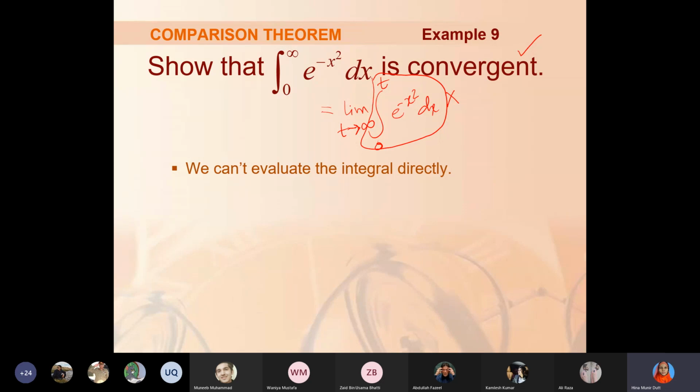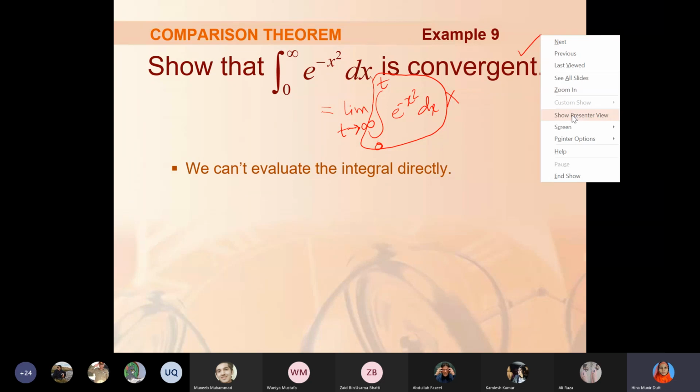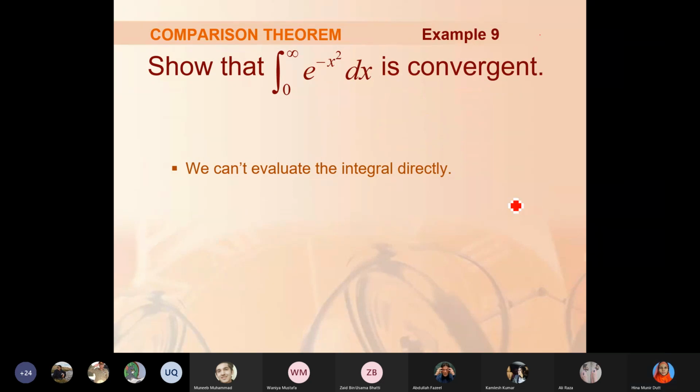So the first step is to break this interval into two parts.